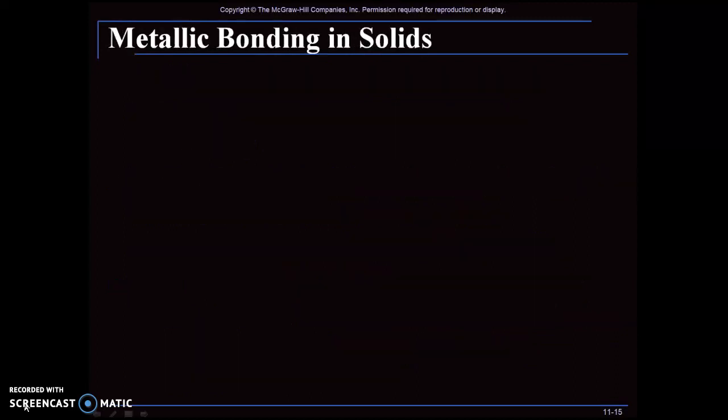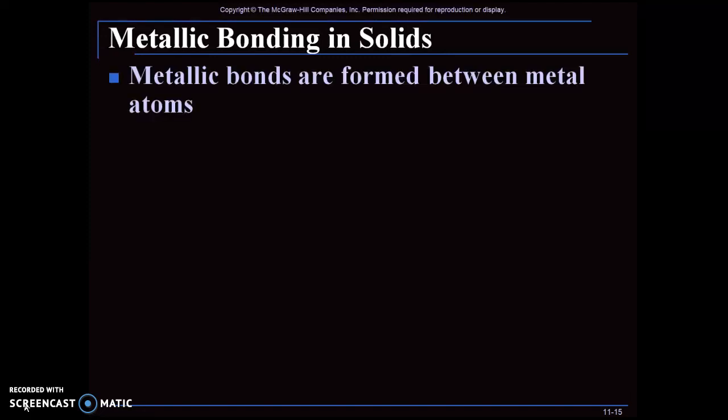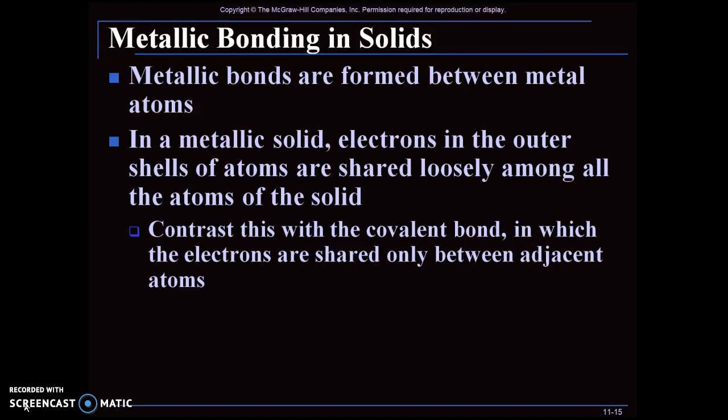Then the other type of solids are metallic bonding in solids. As the name indicates, the bonds are formed between metal atoms, and in a metallic solid, electrons in the outer shells of atoms are shared loosely among all the atoms of the solid. Contrast this with the covalent bond, in which electrons are shared only between adjacent atoms. In the metallic case, the outer shell electrons are shared among all the atoms in the solid, but in the covalent case, they are shared by adjacent atoms only.